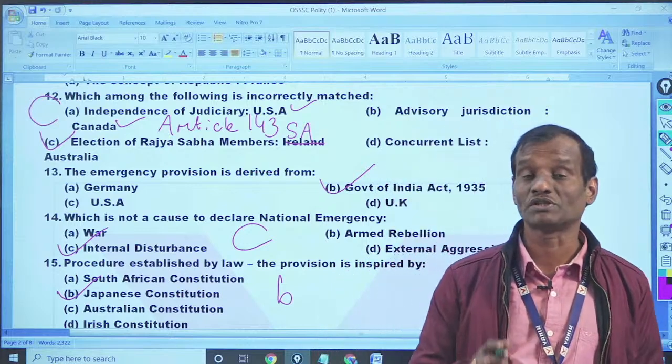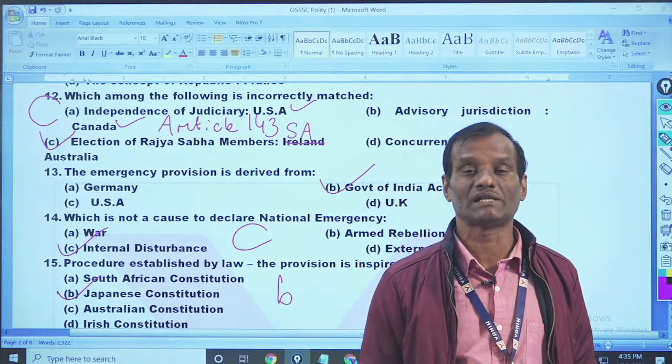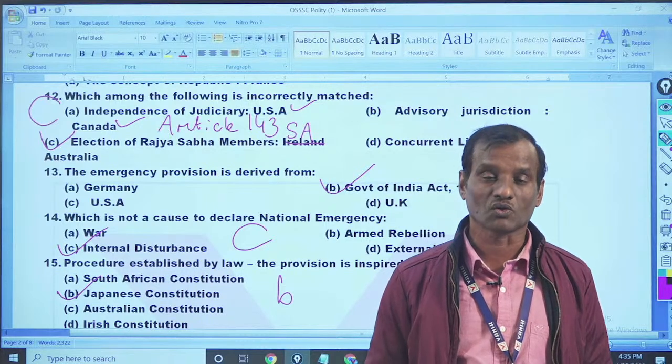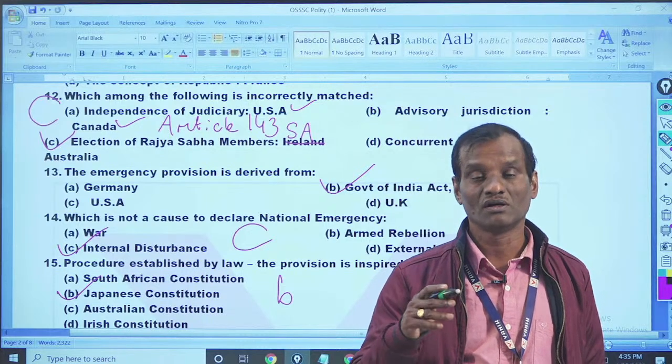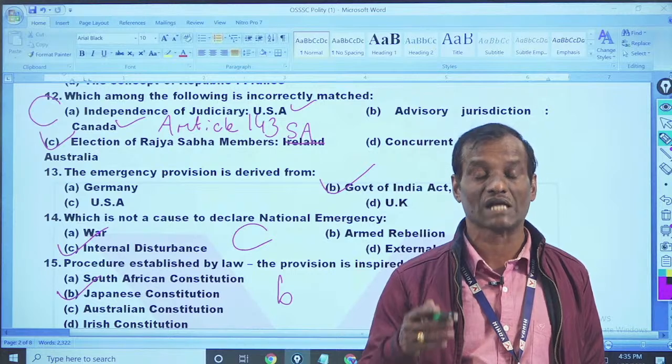So that is called procedure established by law. But in America there is due process of law. The court has the power to change the law in accordance with the changing times.